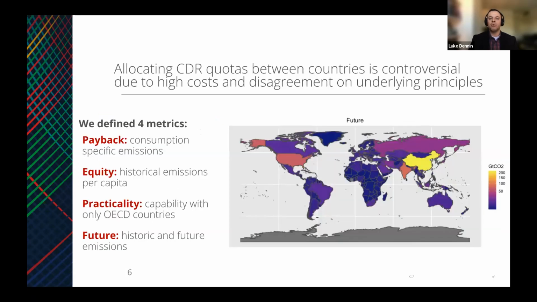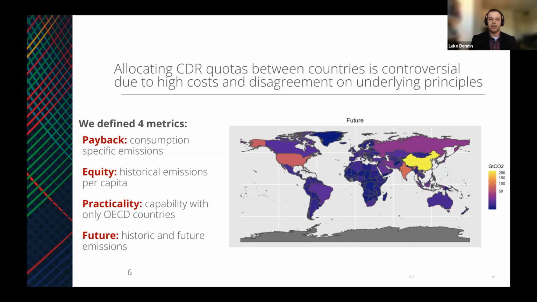Now, we defined four other metrics by which CDR quotas could be allocated to expand the possibilities. The first is payback, which considers consumption-specific historic emissions, acknowledging that some countries produce more emissions than they consume and vice versa. That said, we find the resulting quotas to be highly correlated with those based on responsibility. The second is equity, which considers historic emissions per capita in an attempt to address the fact that some countries' populations have benefited more from emission-intensive activities than others.